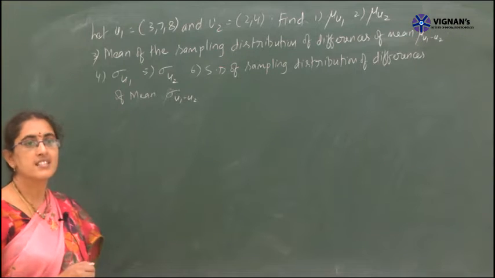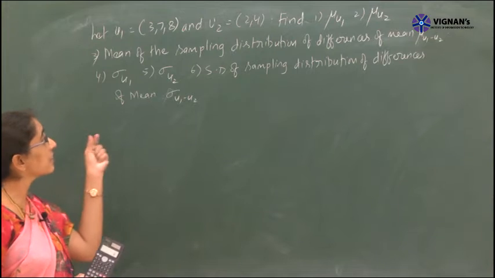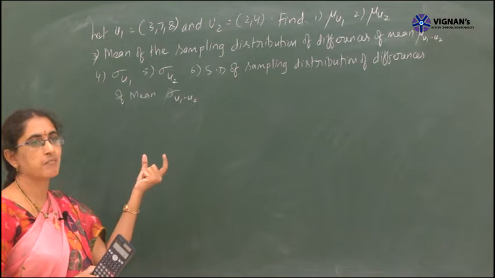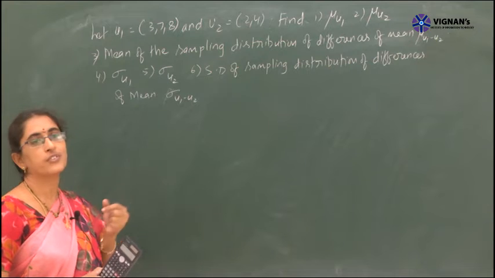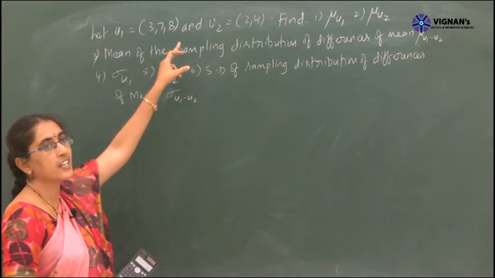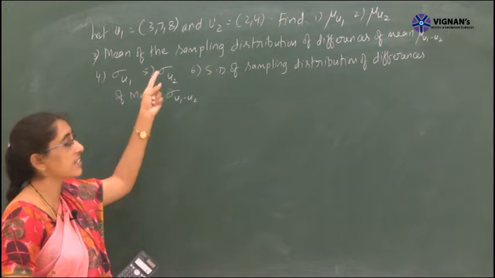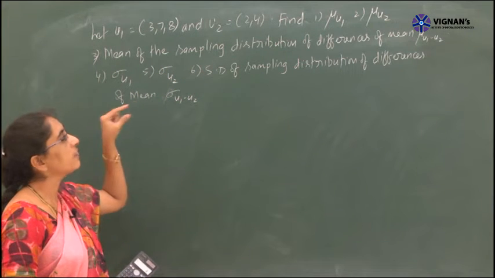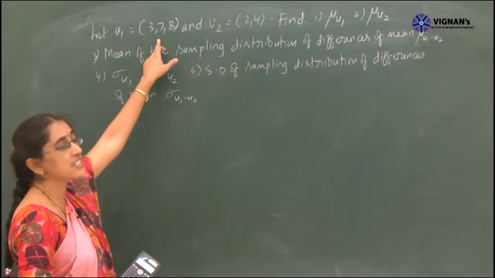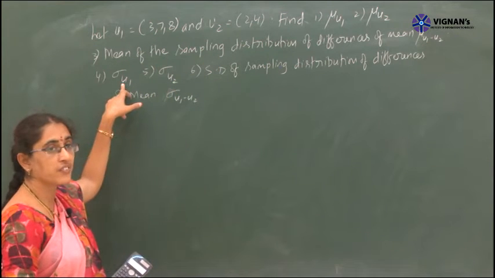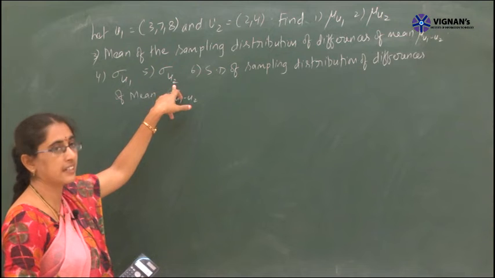Now let us see some more problems here. When individual samples are given, we can combine those two samples and find the mean. U1 is 3, 7, 8, which means 3 elements are there in the first set, and U2 equal to 2, 4, only 2 elements are there. Then we have to find the mean of the first sample, the mean of the second sample, the standard deviation of the first sample, and the standard deviation of the second sample.